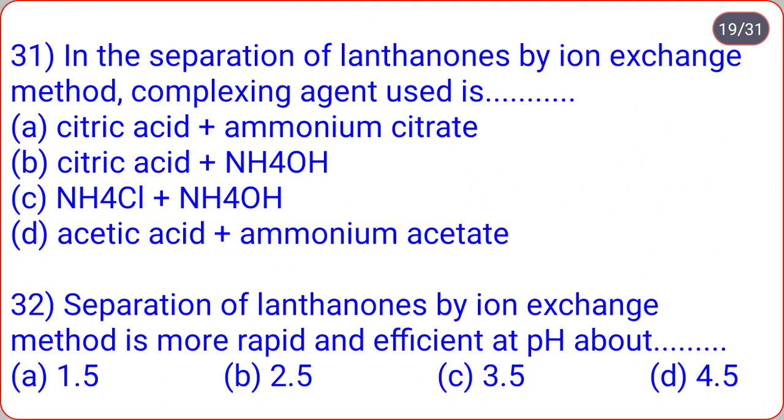In the separation of lanthanides by ion exchange method, the complexing agent used is dash. So in ion exchange method, which complexing agent is used? The correct option is option A, that is citric acid and ammonium citrate. Separation of lanthanides by ion exchange method is more rapid and efficient at pH about dash. So at which pH is separation rapid and efficient? That is option C, at 3.5.